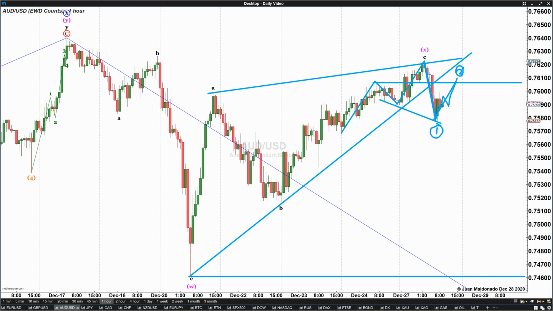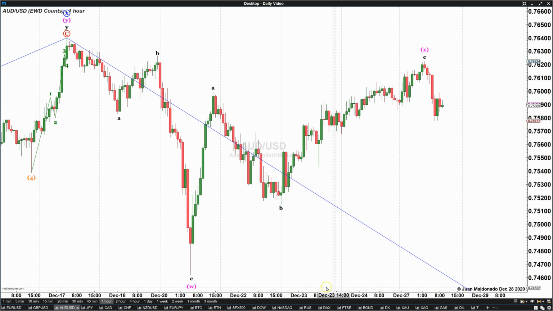My trade plan on the Aussie dollar will be waiting for the ABC back to this area, here, the 76. Once I have a reversal candle, could be an evening star, a shooting star, or a bearish engulfing candle, anything that confirms that the market wants to reverse, I'm going to sell it. I'm going to target the previous low, and I'm going to leave my stop loss above the high. That's it. Simple trading plan, right?